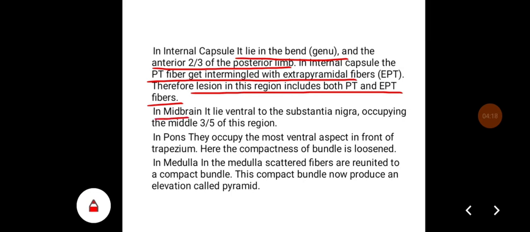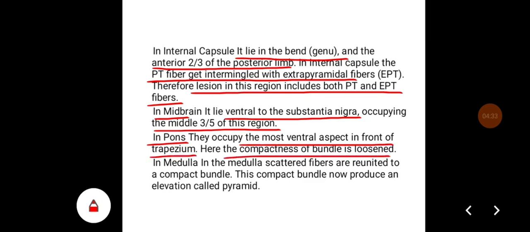In the midbrain, it lies ventral to the substantia nigra, occupying the middle 3/3 of this region. In the pons, they occupy the most ventral aspect in front of the trapezium. Here, the compactness of the bundle is loosened. In the medulla, they are scattered fibers and are reunited into a compact bundle. This compact bundle now produces an elevation in the medulla, which is called the pyramid.